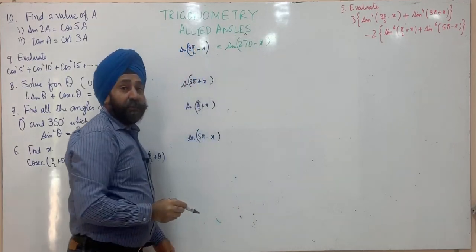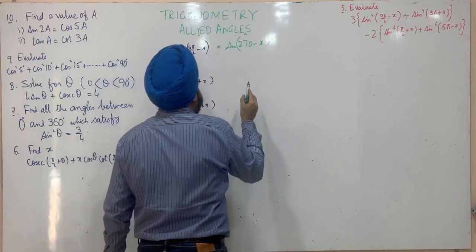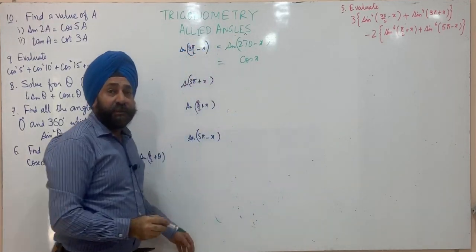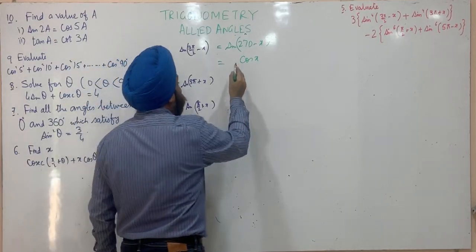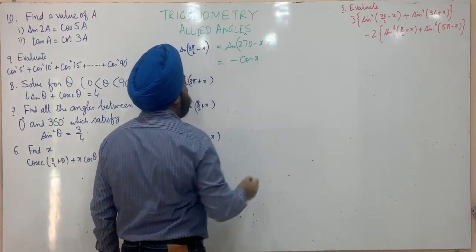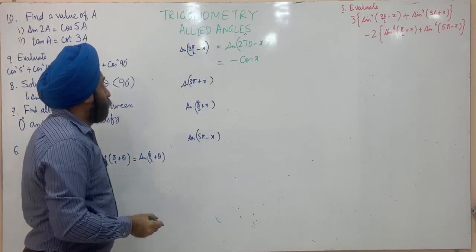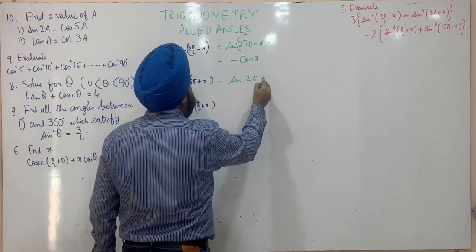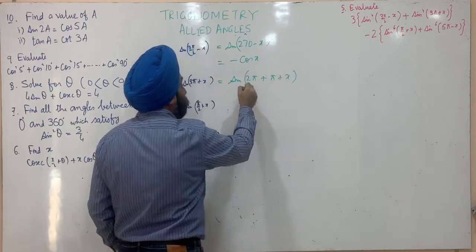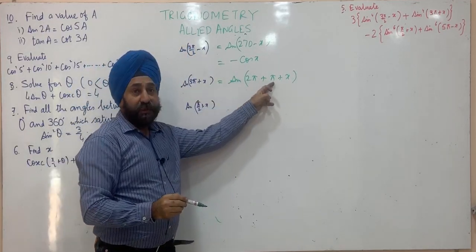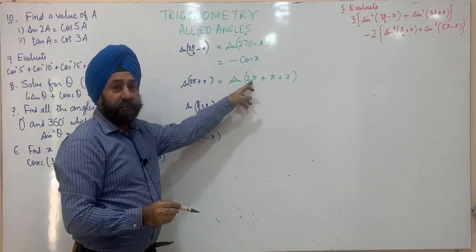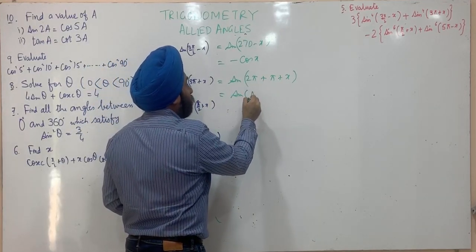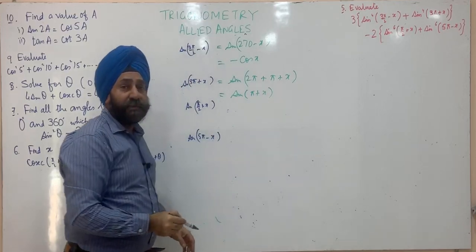This being an odd multiple, the ratio will change. This will be cos of x. 270 minus x is in the third quadrant, so the sign is negative there, so minus cos of x. Sine 3 pi plus x. This can be written as 2 pi plus pi plus x. 3 pi is 2 pi plus pi. This is a multiple of 360 degrees. So we leave this. It's sine of pi plus x.